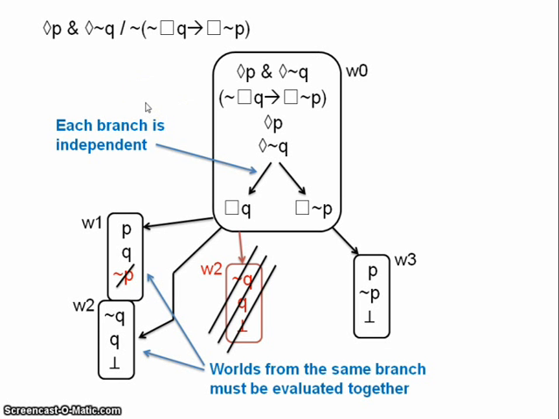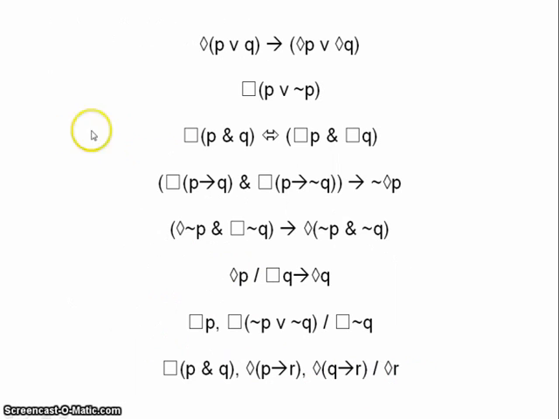Well, I hope that was helpful. We'll have a look at some more arguments next time. I'm going to leave you with some arguments for you to try yourself. These are all valid, so all of your trees should be closed by the end. Have a go at these. See what you come up with, and we'll have a look at some more stuff next time. We'll do invalid arguments, I think, maybe.